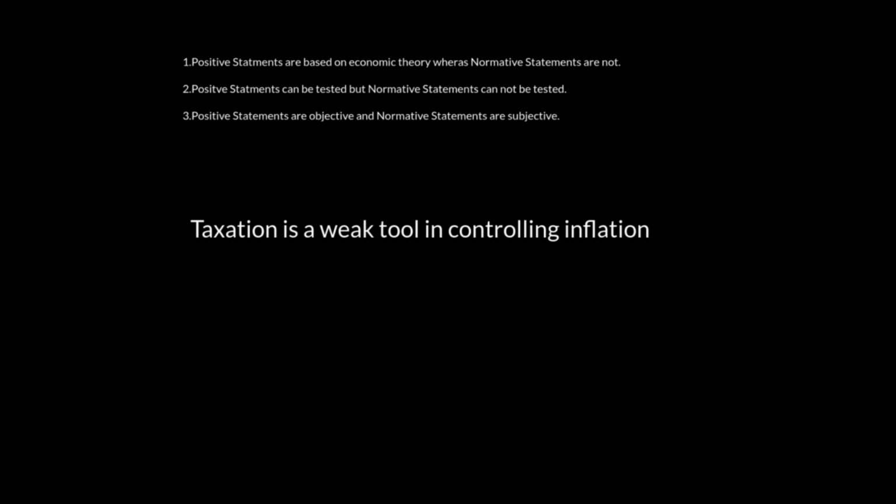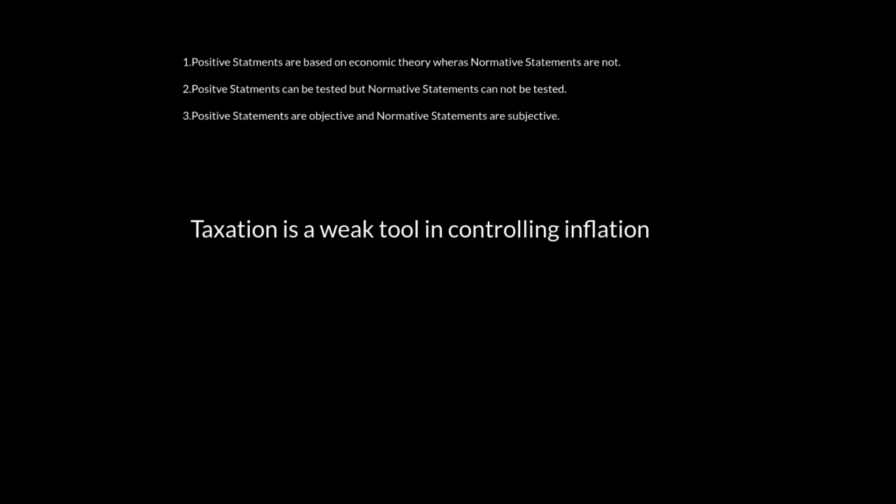If you feel that this does not make sense to you, then you can even use the second one. The second rule says that positive statements can be tested, but normative statements cannot be tested. So in this case, you can't really test whether this is a weak tool or not. I mean, what value will you assign? Let's say if there is a score of how strong or weak taxation is, which is obviously impossible, then what will be the value which you will assign for it to be considered a weak tool or a strong tool?